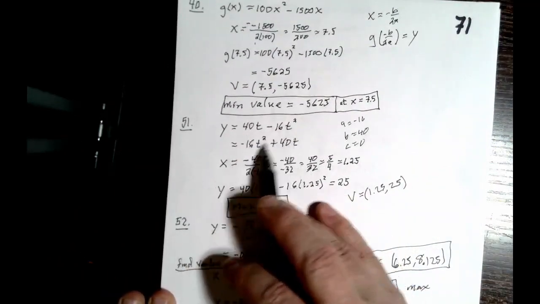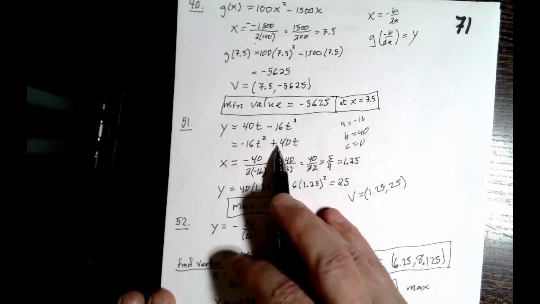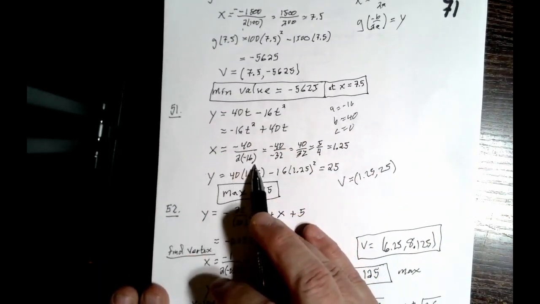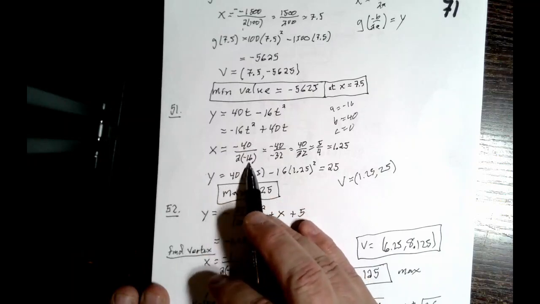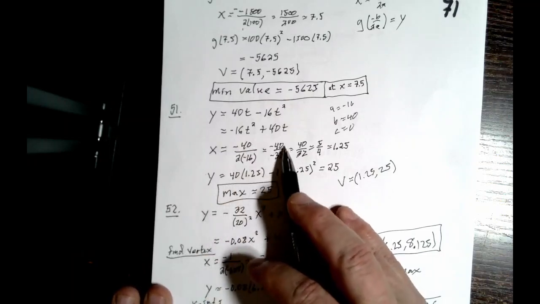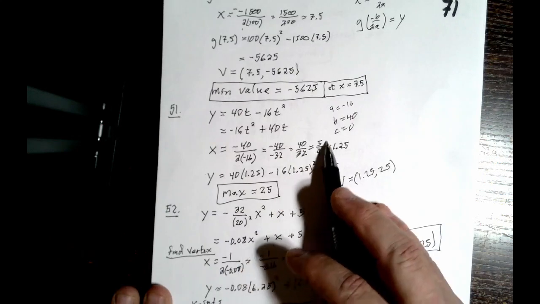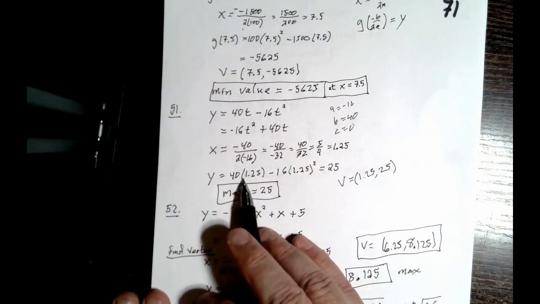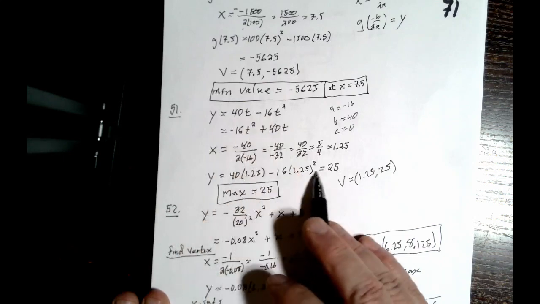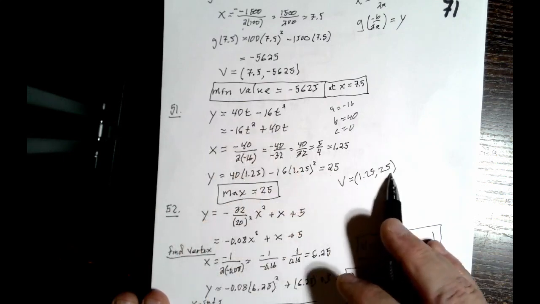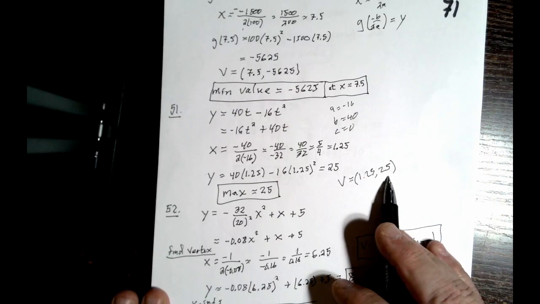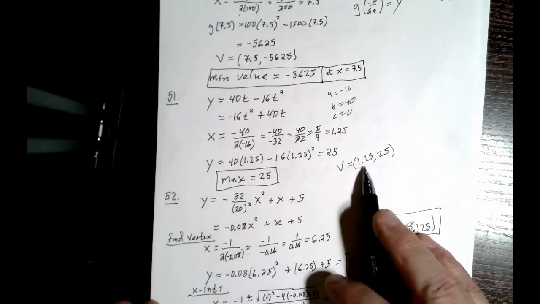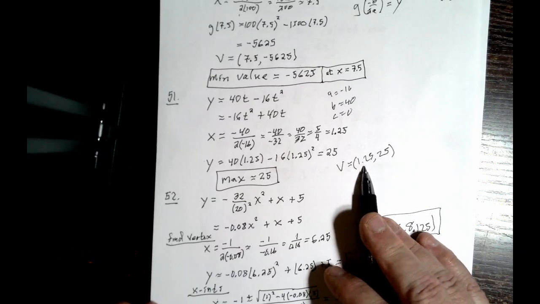Alright, 51, write in descending order. Your a is minus 16, your b is 40, your c is 0. So negative b over 2a is negative 40 over 2 times negative 16, which reduces to 40 over 32, or 5/4, or 1.25. So now you plug that into the original function, and you get 25. So your vertex is 1.25, 25. So your maximum value is 25, and if they ask you where you find it, you would say at x equals 1.25.